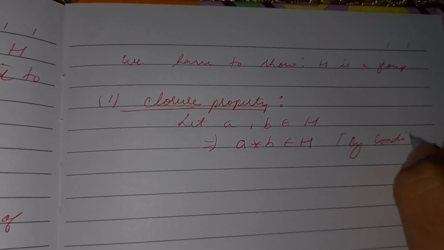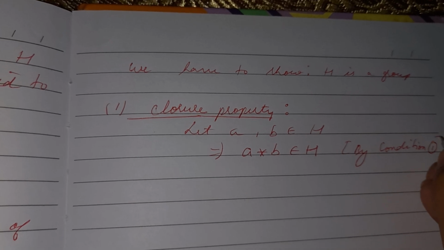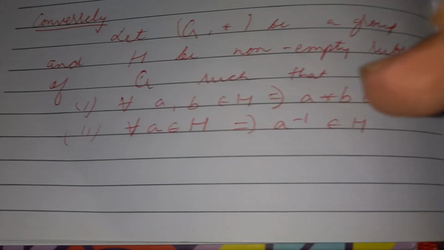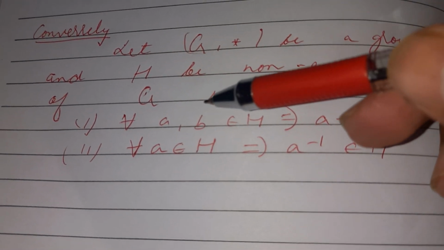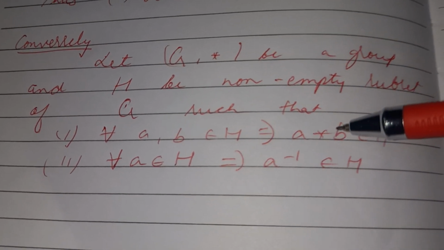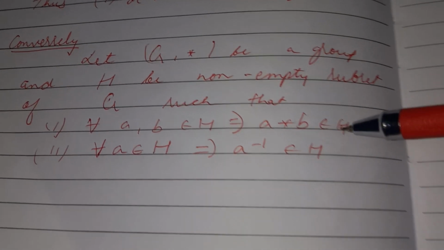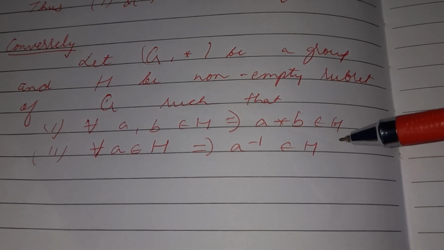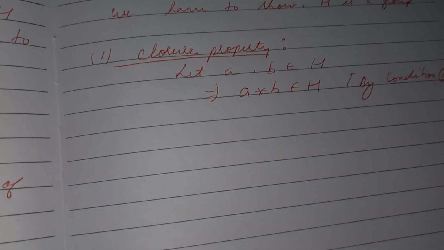By condition 1, we are given that a, b belongs to H implies a * b belongs to H, which is none other than the closure property. So first, our closure property is satisfied.